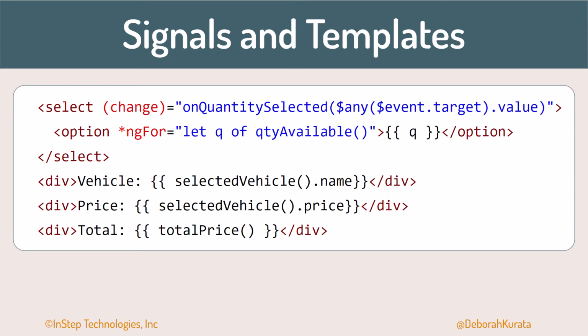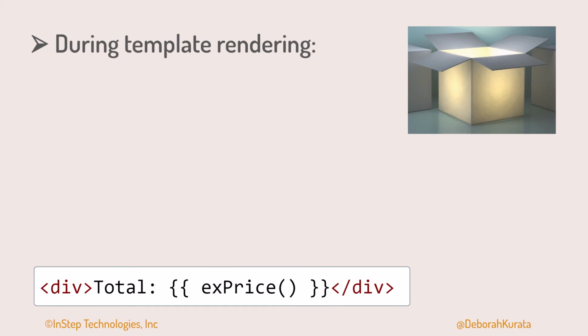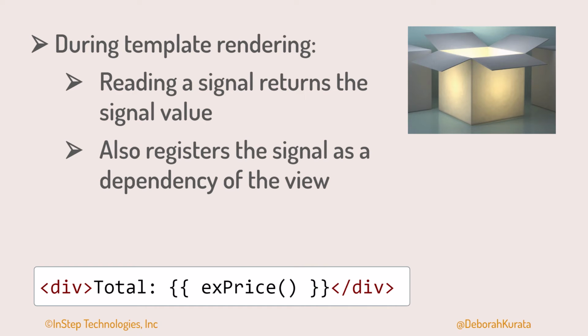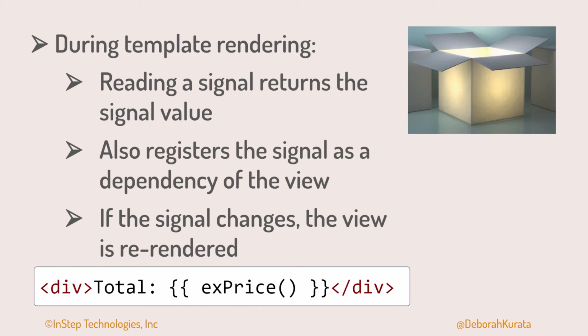Before moving on, let's take a moment and talk about signals and templates. Here is an example template. We use a signal in the ngFor and in bindings for our vehicle name, price, and total price. During template rendering, reading a signal returns the signal value. It also registers the signal as a dependency of the view. If the signal changes, the view is re-rendered. So the act of reading the signal registers that signal as a dependency of the view. The view then knows that it should re-render when any of its dependent signals change.